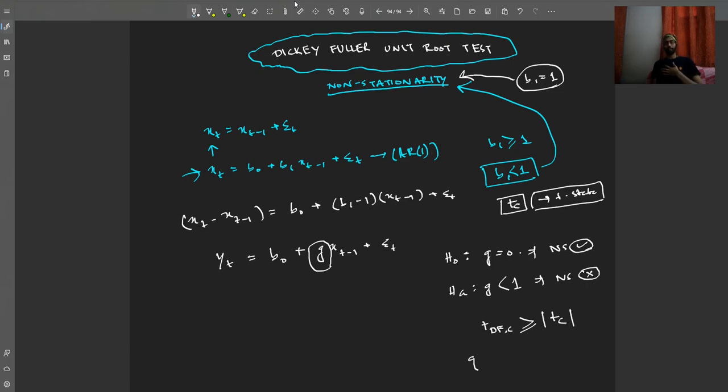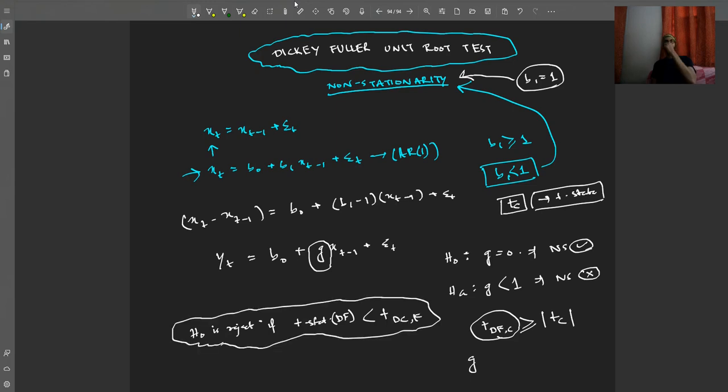So we measure the t-statistic with respect to g and compare it with the Dickey-Fuller t-stat critical values, and then if the critical value is greater, then we say the null hypothesis is rejected. So H0 is rejected if t-stat for Dickey-Fuller test is less than the t-critical for Dickey-Fuller test. So this is how the Dickey-Fuller unit root test is done for non-stationarity. And this is obviously with respect to AR models, specifically AR1 models.